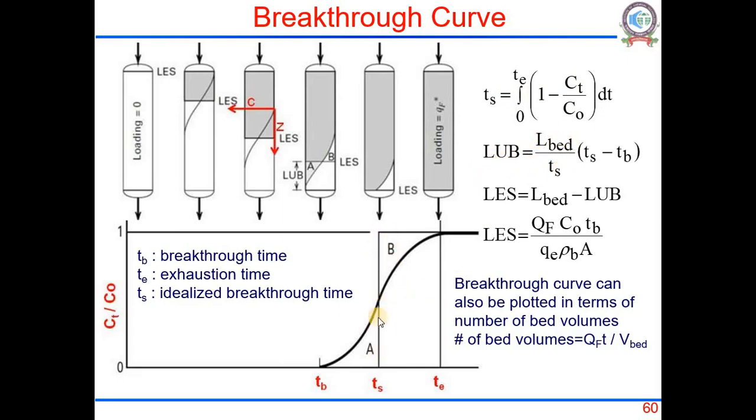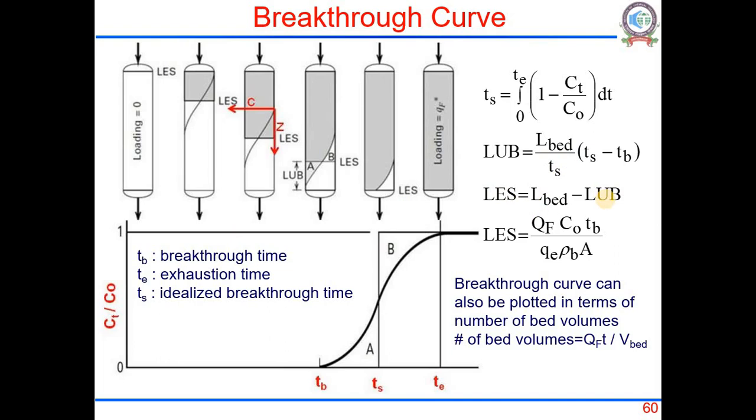That would be the velocity with which the adsorption front, or mass transfer front, is going into the column, the velocity with which it is traveling in the column. So this velocity multiplied by this difference, TS minus TB, would be the length of the unutilized part of the bed. So the length of the equilibrium section of the bed would be the total bed length minus the length of the unutilized part of the bed.